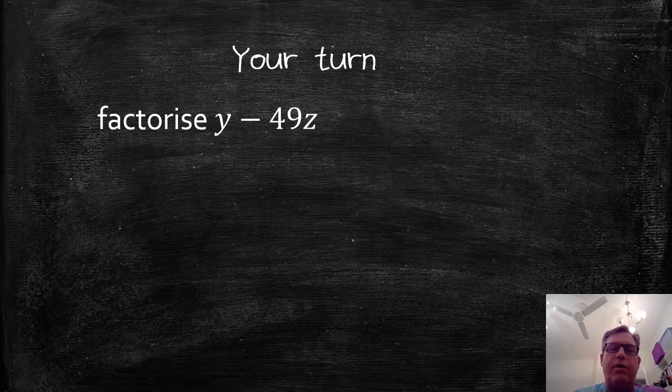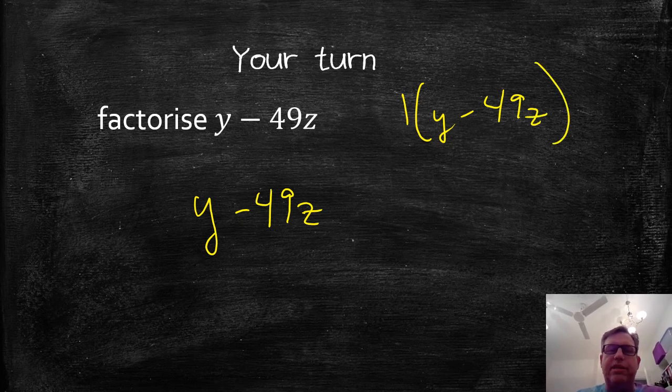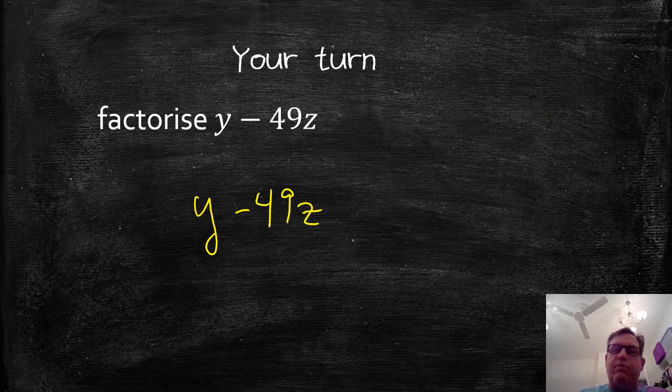Okay, your turn. I want you to pause the video, factorize this, and then you can start the video to see how you did. Okay, if we look at the numbers, y has just the factor of 1, and 49z has factor 49. They have no common factors other than 1, and they don't have any common factors for the variables. So if I ask you to factorize this, the answer is simply y minus 49z. There are no common factors other than the number 1 to pull out. And it wouldn't really make any sense to write it as 1 times y minus 49z. That's just messier than the original. So sometimes it can't be factorized.